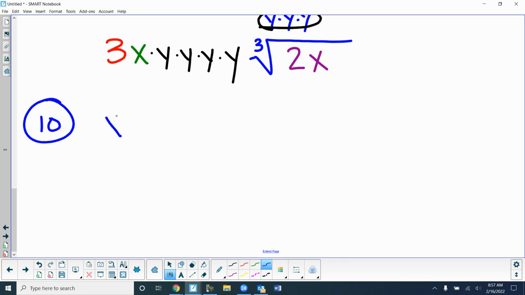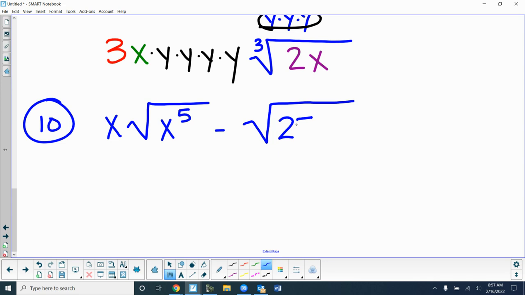We got x times the square root of x to the 5th minus the square root of 25x to the 7th. As they look right now, those two radicals, I can't subtract them, right? They have to be like radicals. But a lot of times we can simplify those radicals and they become the same. And that's what's going to happen, right? So again, there's no index written there. So I'm looking for groups of how many? 2, right? That's square root. We're looking for groups of 2.